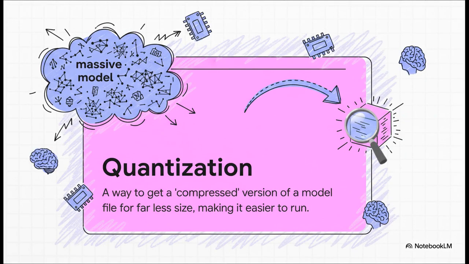Now this next concept, this is what makes running these things on a regular computer even possible. It's called quantization. LLMs are naturally gigantic files. We're talking huge. But quantization is this really clever process that basically compresses them, shrinking the file size way down so it can actually fit in your computer's memory. And usually, it only comes with a tiny trade-off in performance.